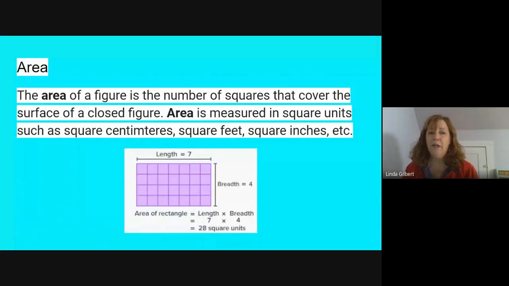The area of a figure is the number of squares that cover the surface of a closed figure. Area is measured in square units, such as square centimeters, square feet, square inches. And you can see in the picture, there's a rectangle that's 7 columns and 4 in every column. So there are 28 square units in that picture.